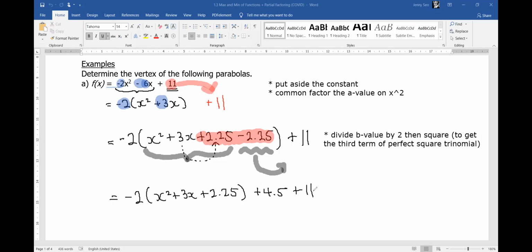Why? Yeah? What's up? Yep. Alright, so basically, inside the bracket, it's multiplied by the -2. To bring it out, you have to multiply by -6.